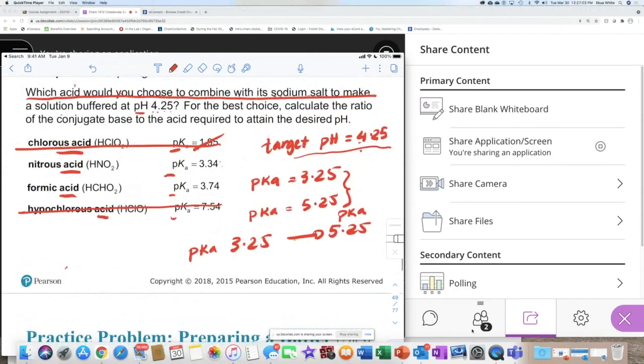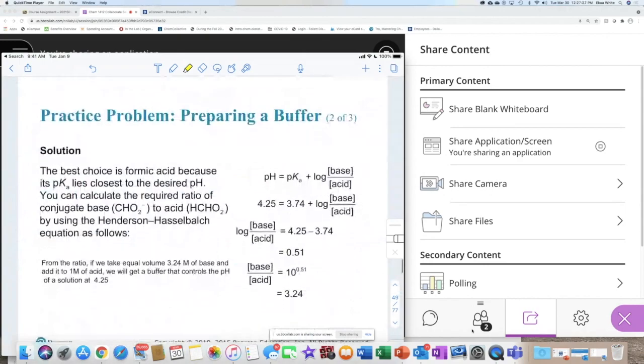Okay, our target pH is 4.25. Which is the closest? This one, right? These two are valid. This is valid. But this is the closest. Even though both are valid, that's the closest to our target. So we picked formic acid. What do they say?